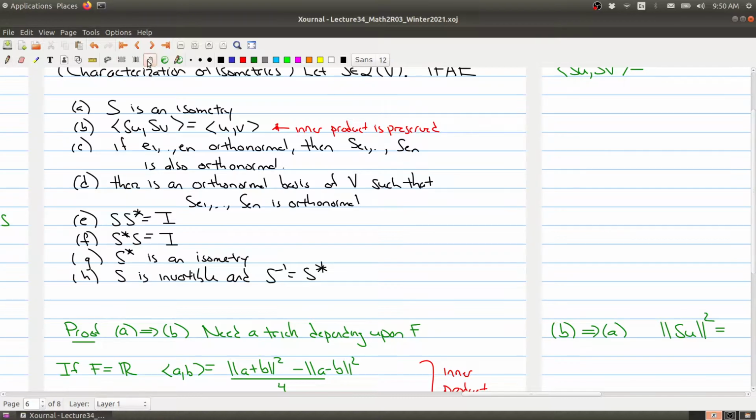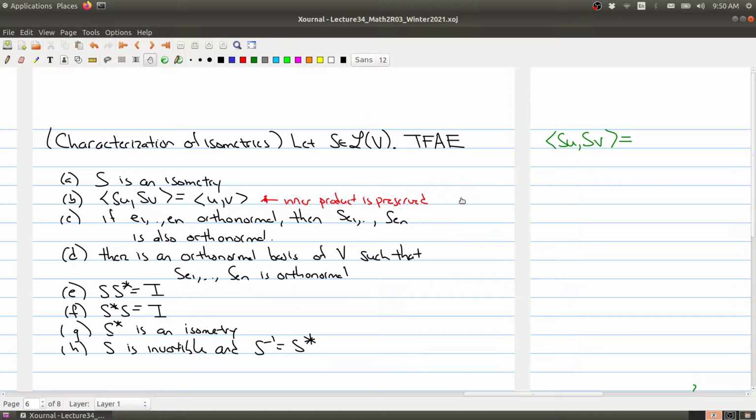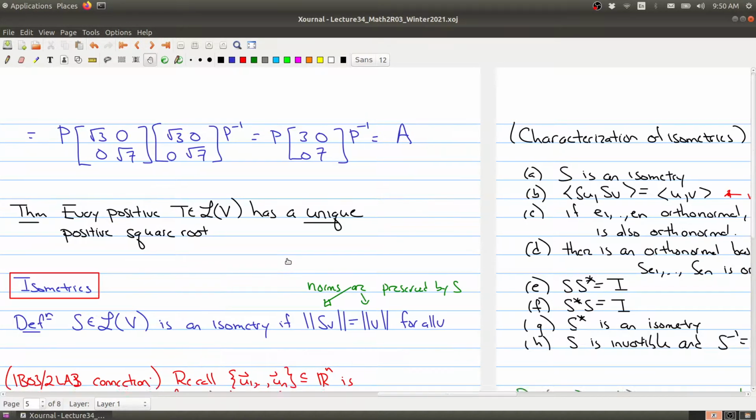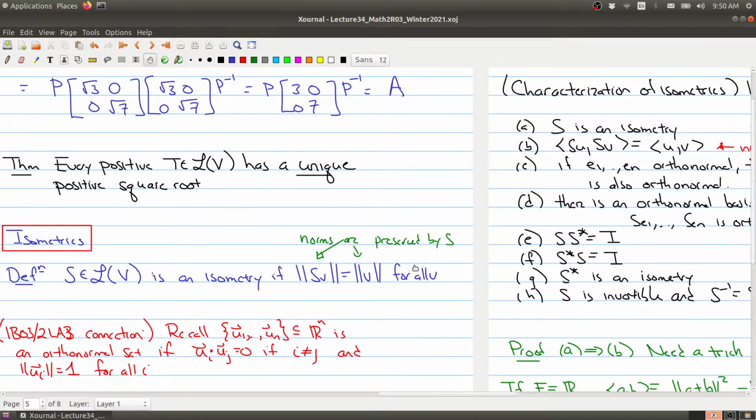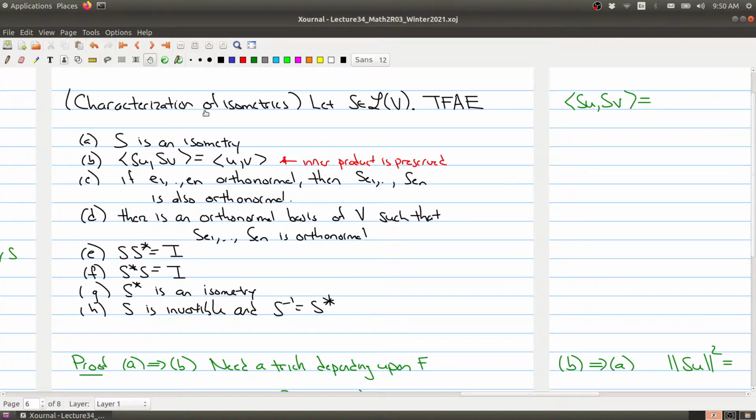Just to remind you, what we're going to do is prove the statement A implies B, that isometries have this property that they preserve inner products. And the definition of an isometry, going back here, involves norms. So in order to prove this statement, we're going to need somehow to link inner products with norms.